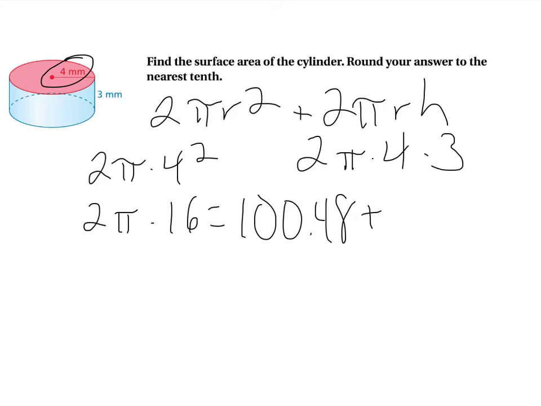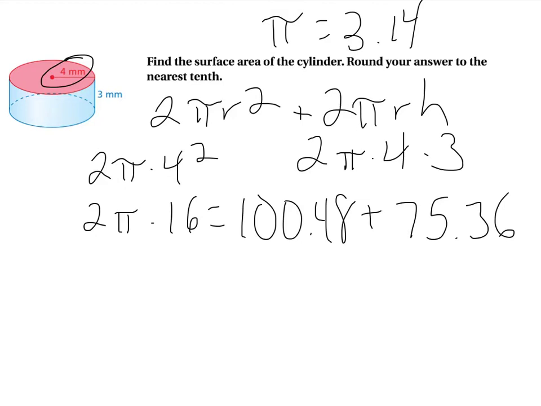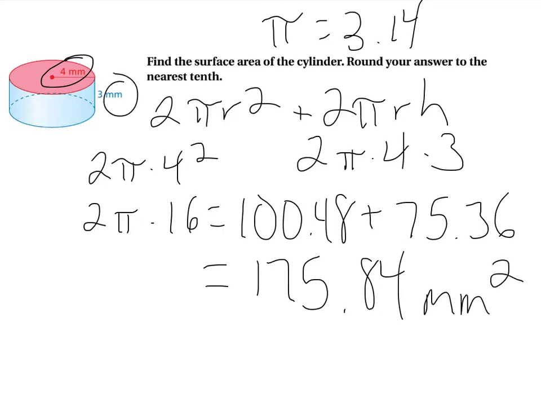Then I'm going to add that to 2 times pi times r, which is 4, and h, which is 3. By the way, I'm kind of jumping ahead. At this point, you should know that for pi we are just going to use 3.14. When I multiply that together, I get 75.36. I add these two together and get 175.84. This is in millimeters, so I'm going to label that millimeters squared because it is an area.